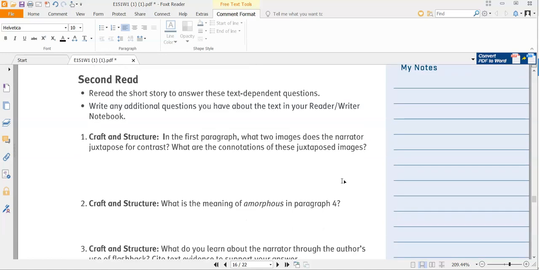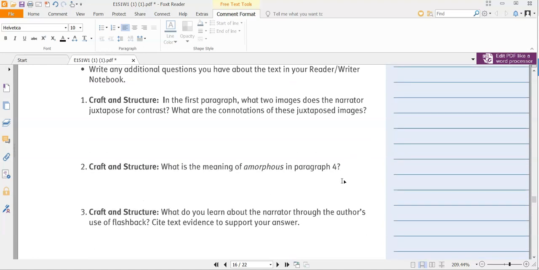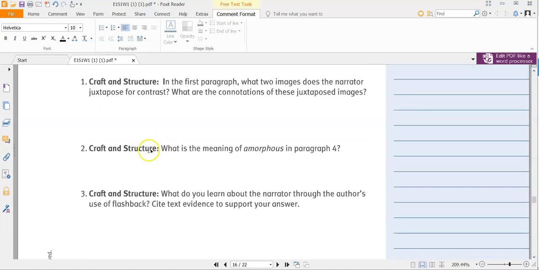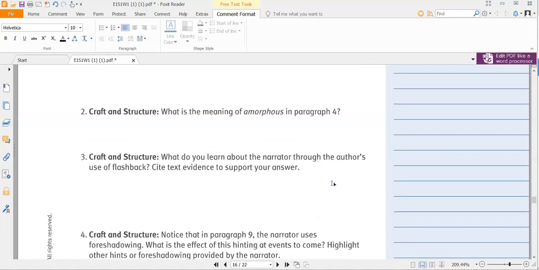So for number 1, it says, in the first paragraph, what 2 images does the narrator juxtapose for contrast? What are the connotations of those juxtaposed images? So you have 2 things to answer, and make sure that you're using evidence from your text. You're answering what the 2 images are that the narrator juxtaposes, which, as we talked about, we already pointed out, and then what are the connotations, meaning the feelings associated with those words? Are they positive? Are they negative? What do you think?